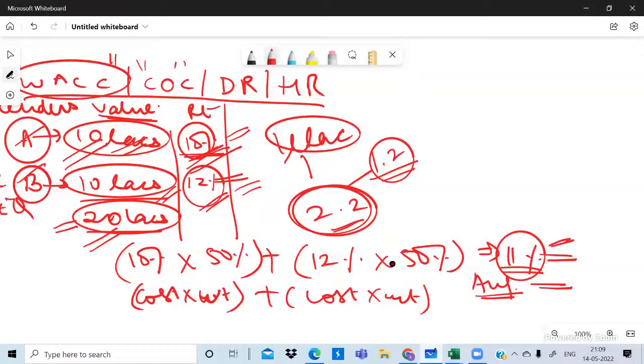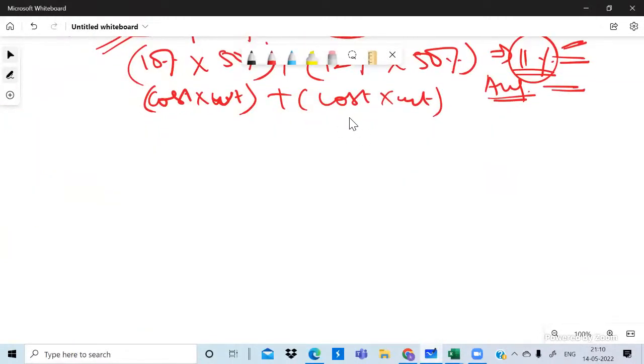Can't we just take an average of the rates? Average of 10 and 12 is 11. I can do that provided the investment amount is the same. But let's say the investment amount is not the same. Then I'll have to take a weighted average. Then I can't take a simple average.